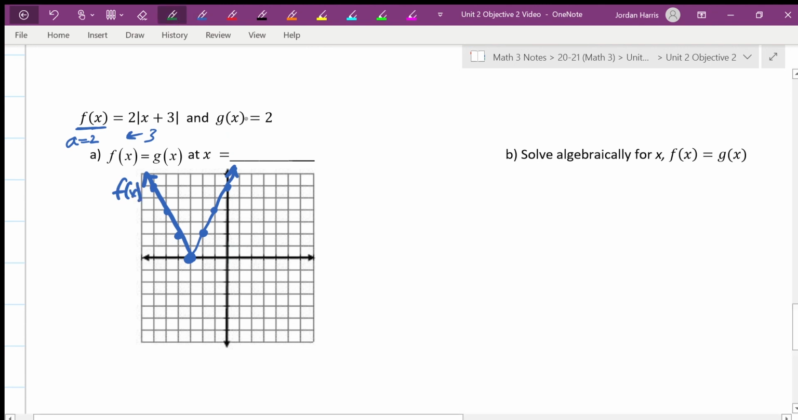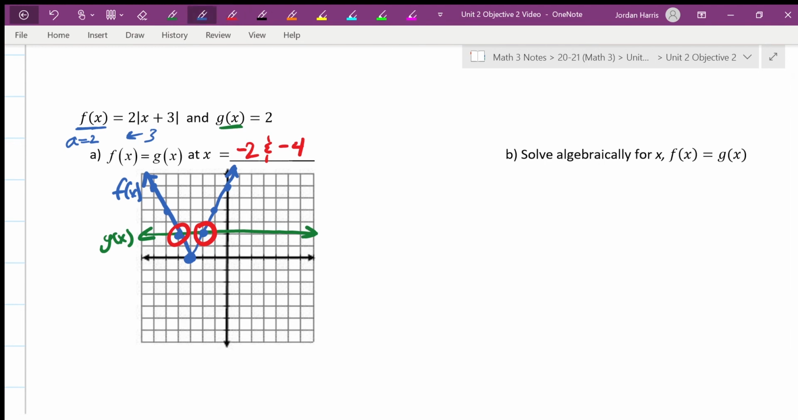Okay, next, g of x equals 2, that's y equals 2. Horizontal line at 2 happens to be the same. It will not always be the same. Okay, and we find where those intersect. We got right there and right there. What x values do they intersect at? So that's -2 and -4. Those are my solutions, the x values where they intersect.